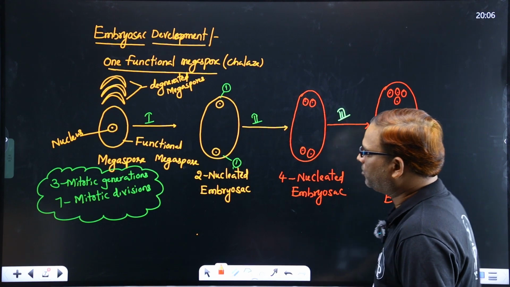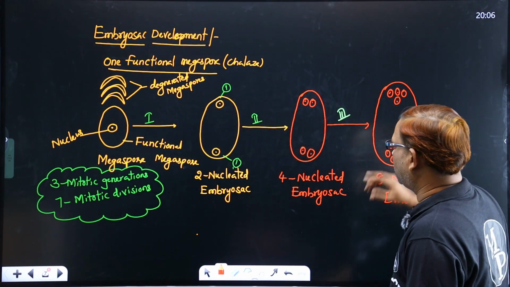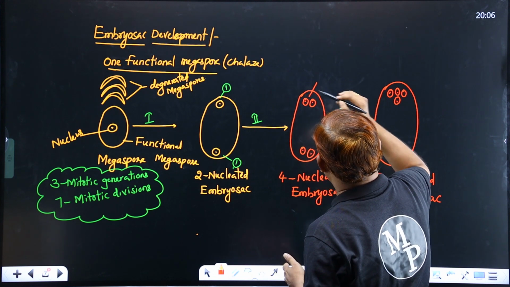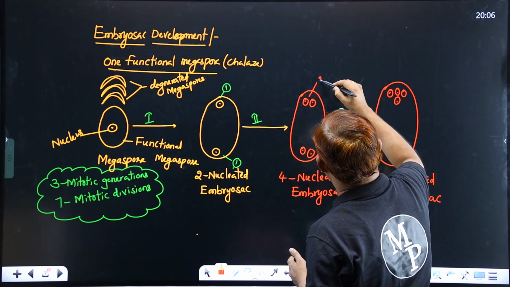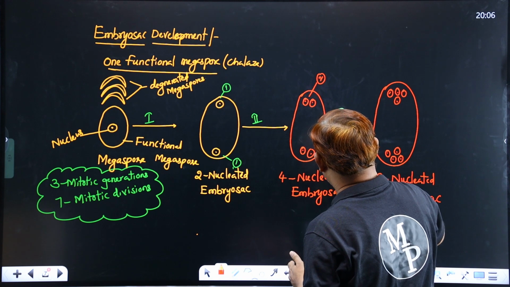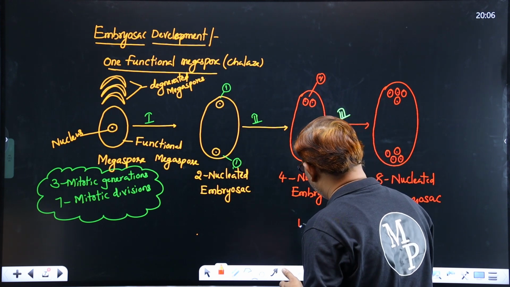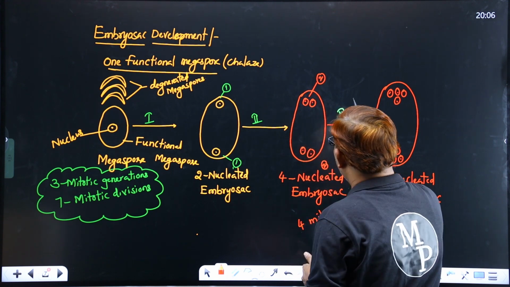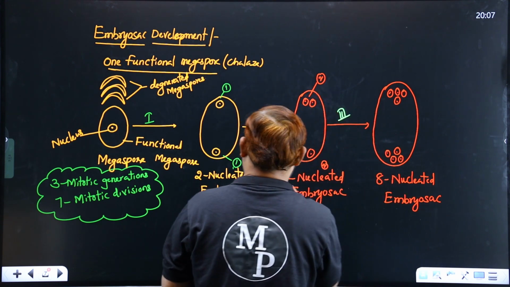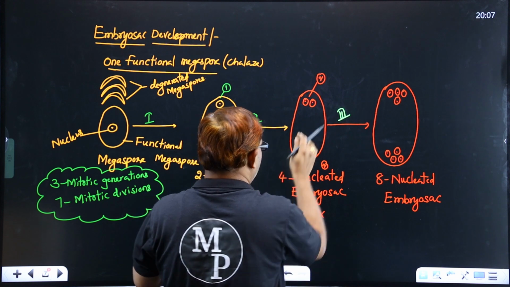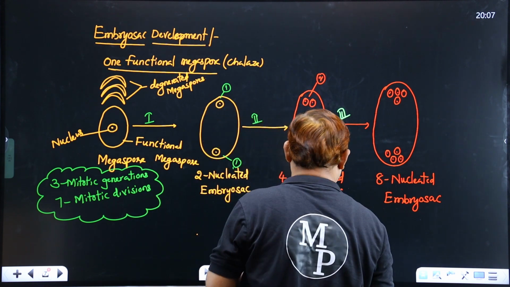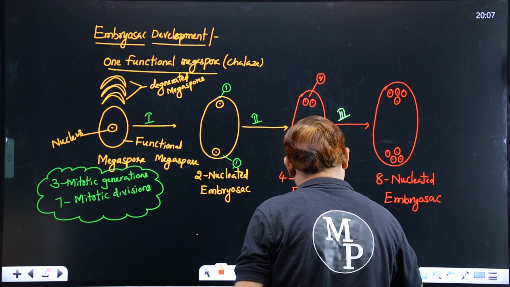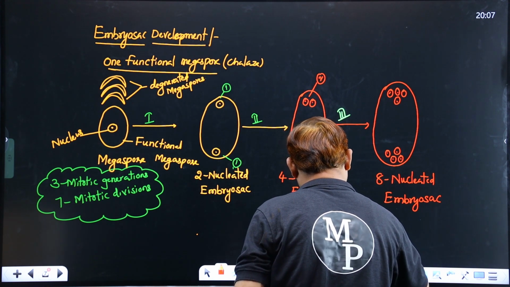Now see from here to here, two mitotic divisions. Here 2 and here 2, so 2 plus 2 means 4 mitotic divisions. Here 1, 2, then here 1, 2. So 4 mitotic divisions are there.